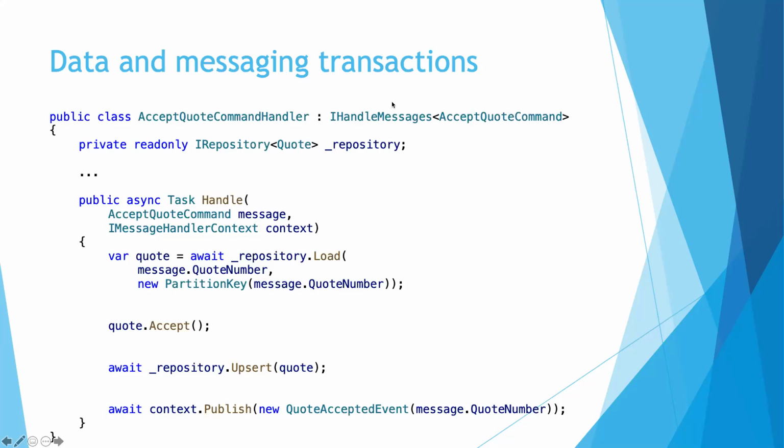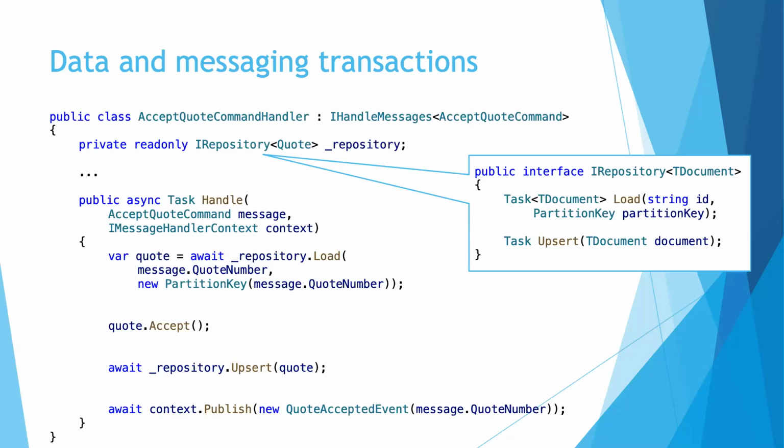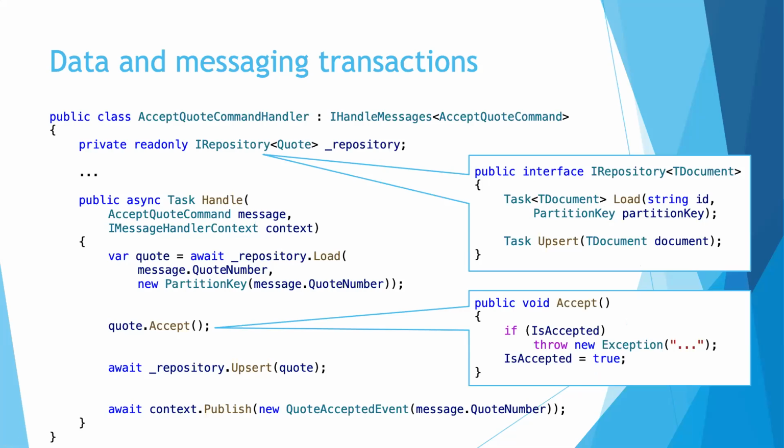Like we saw, we've got the IHandleMessages. This is the NServiceBus interface, and we just handle a command that gets serialized and deserialized for us to and from the bus. Now imagine that we had this IRepository that we could persist our quotes to, and imagine the implementation just had two methods: you can load up a document from persistence from Cosmos, and you can upsert as well. And imagine that when we load up a quote from persistence, we then need to accept that quote. We've got some business logic in our accept method that says you cannot accept a quote twice.